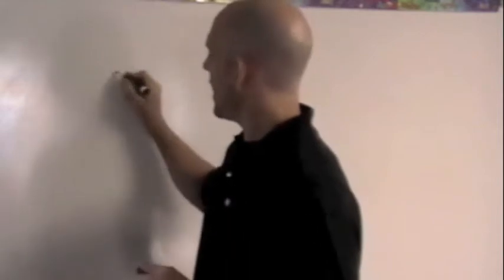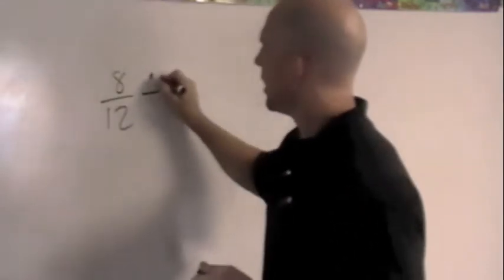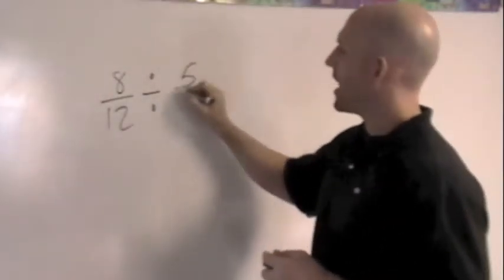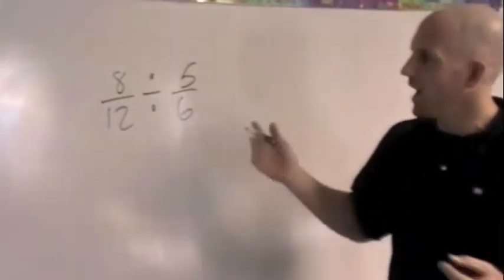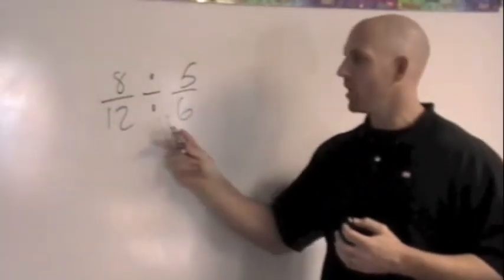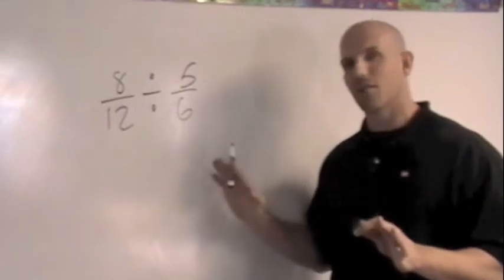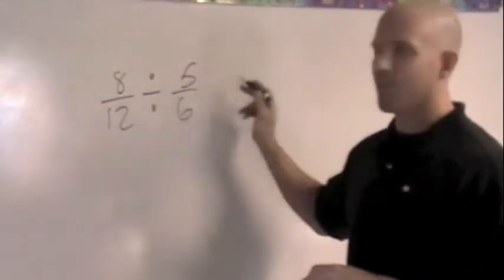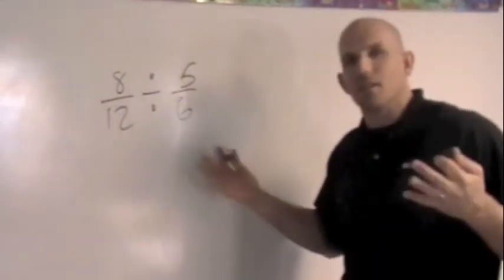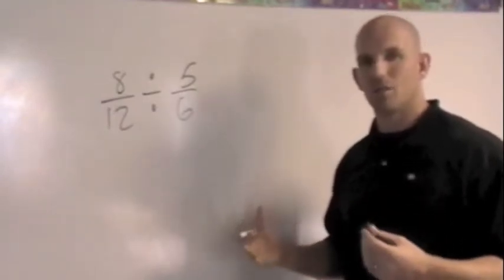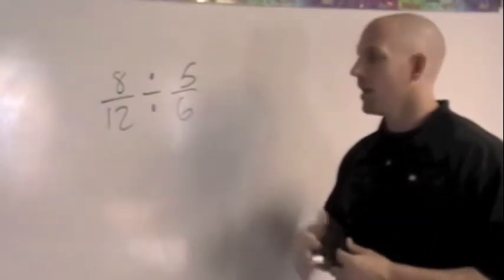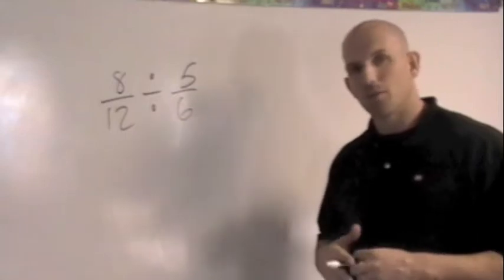If I have 8 over 12 divided by 5 over 6, I don't want to divide this. Sure, 12 divided by 6 is 2. That works out very cleanly. Okay, but 8 divided by 5, it doesn't. It's not clean. It does not do the job for us. So what we want to do is go ahead and make this into a multiplication problem.